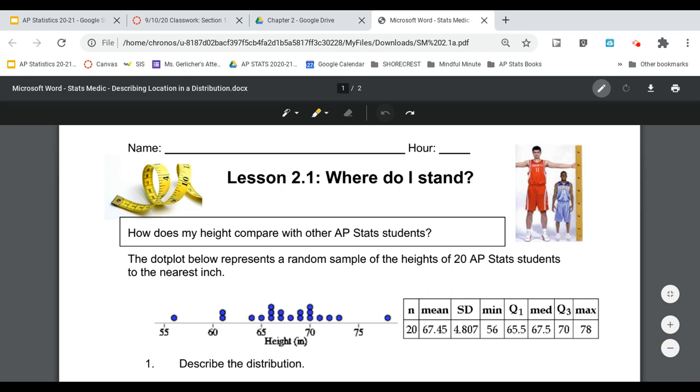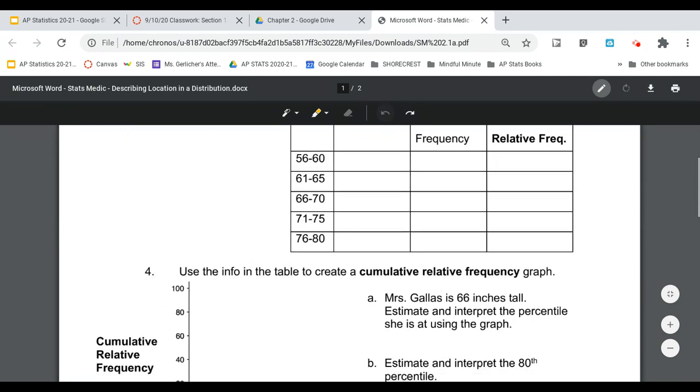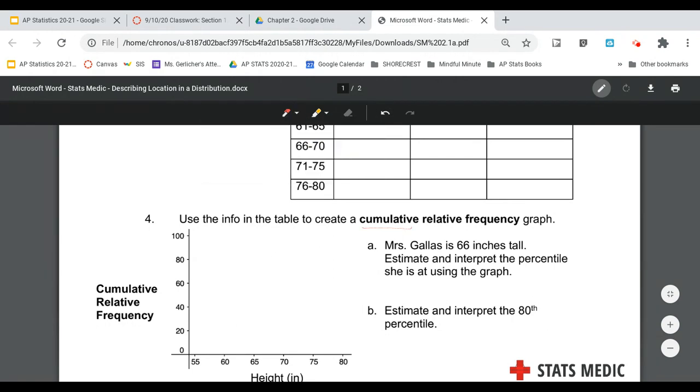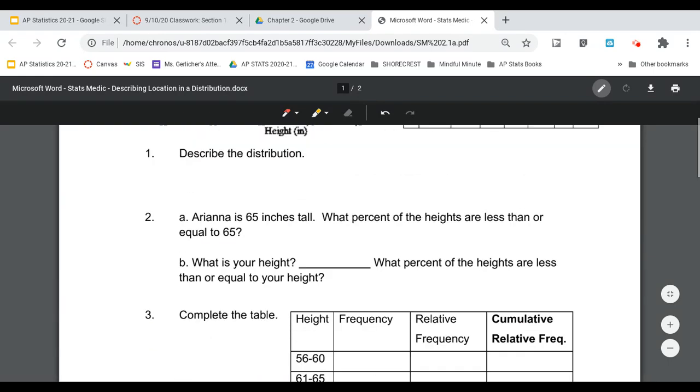So this is the video to help you do the first lesson in chapter 2. I'm calling it lesson 2.1a, and you should be doing this after the test on Monday, the 14th. I think it's the 14th. Okay, so the purpose of this lesson is all about percentiles, which you may or may not have heard of, as well as building up to being able to do a cumulative relative frequency graph. So that's our goal, cumulative relative frequency graph, which is made up of percentiles.